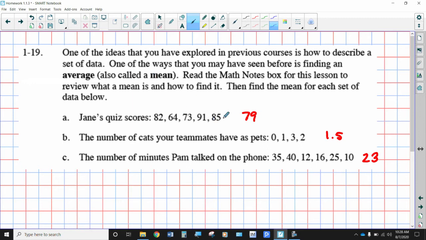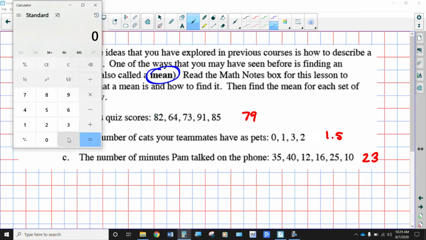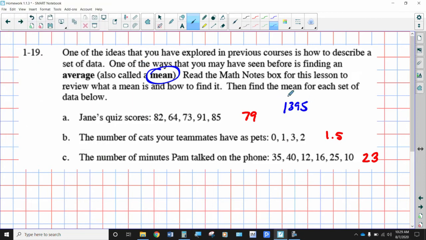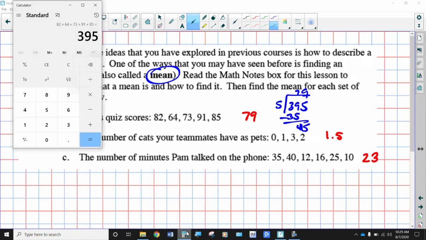All right, so let's find the mean for all of these numbers. Now, the mean, it's not a lot of fun. I almost think they call it the mean because it's cruel to make students add all these numbers together and then divide by the number of numbers. However, I allow students to use their calculator. So we take 82 plus 64 plus 73 plus 91 plus 85. We get 395. So is 395 divided by 5 going to be equal to 79? I think it is. Yes, it is. So here I partially used my calculator. We could have just gone divided by 5 and gotten the answer like that.